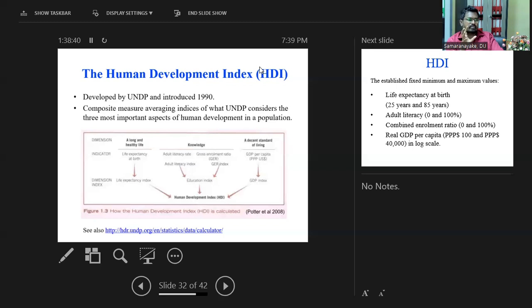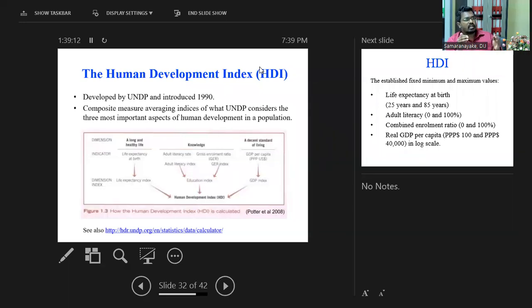I don't know whether this image is clear. There we have these three dimensions. One is a long and healthy life, a long and healthy life of citizens, people. That is one dimension they use. The second dimension is knowledge. And the third dimension is a decent standard of living. Right? So long and healthy life, knowledge, and a decent standard of living. They are the three dimensions they use.